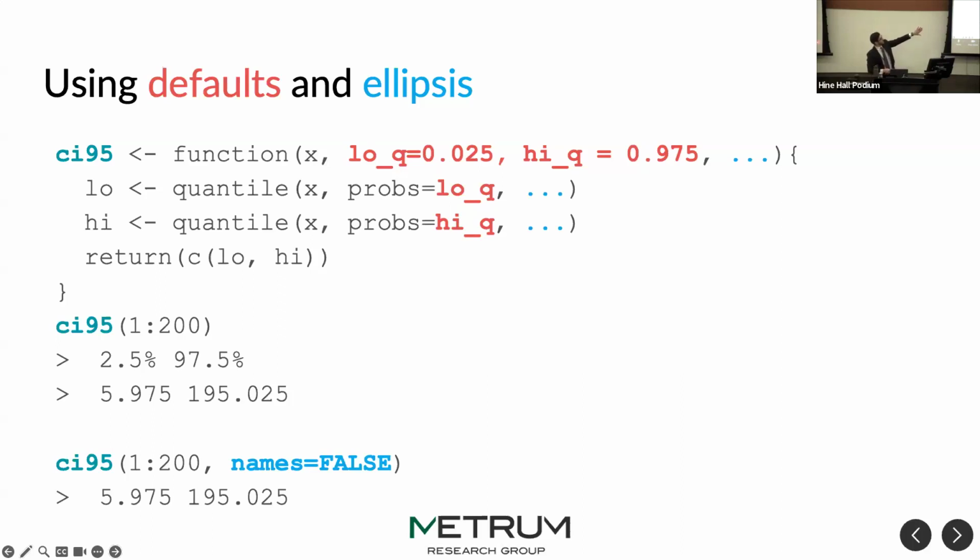So then we're taking those arguments, passing them into the quantile function, and returning an object that has our 97.5 percentiles. Additionally, we have the ellipsis operator, dot, dot, dot. What this does is allow you to pass arguments into internal functions without explicitly naming them. So you can see here, I'm passing names equals false in blue. Using the ellipsis operator, that is passed into both calls to quantile, where dot, dot, dot is given as an argument. And the output then is an unnamed vector.